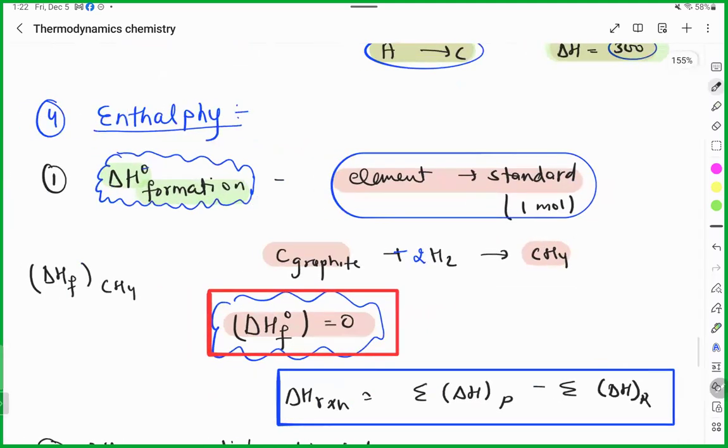So when you make any element, you convert it into the standard state. What is the standard state? It is the state in which specific conditions are given: 1 bar pressure and 298 Kelvin temperature. And in a specific state, for example, carbon is present in graphite form, sulfur in rhombic form, phosphorus in the white form, white phosphorus, and oxygen and hydrogen are also standard. Yes, all these are the standards.